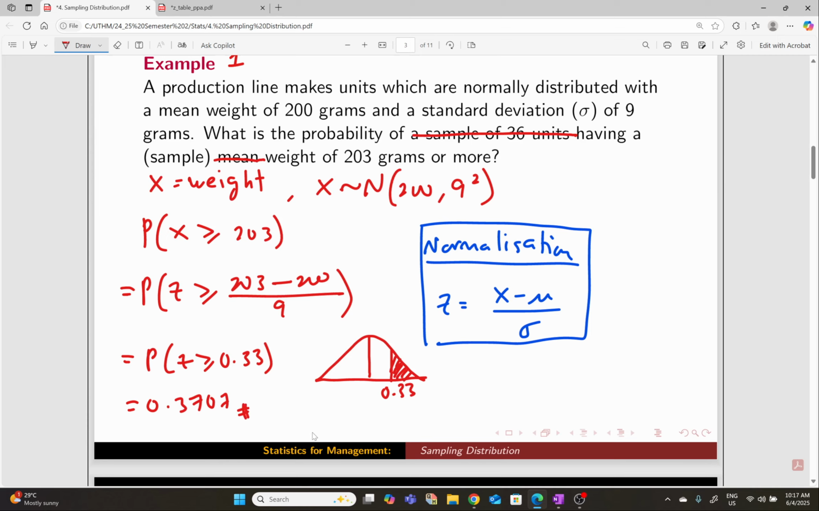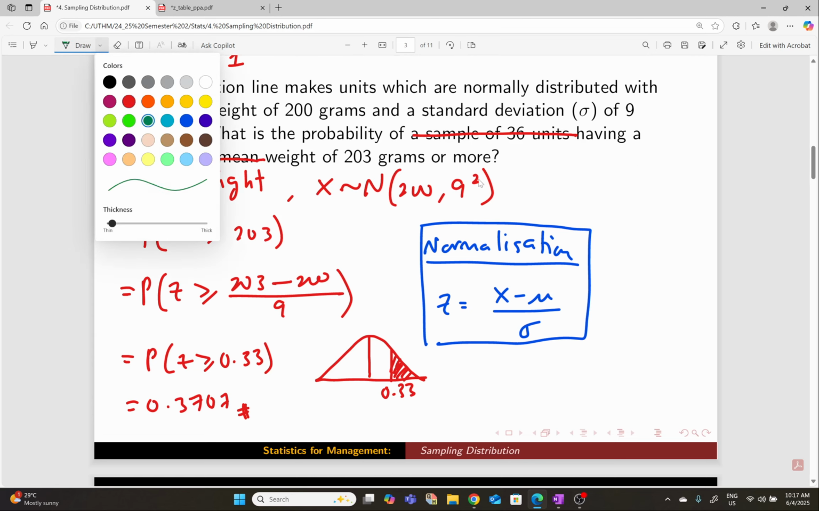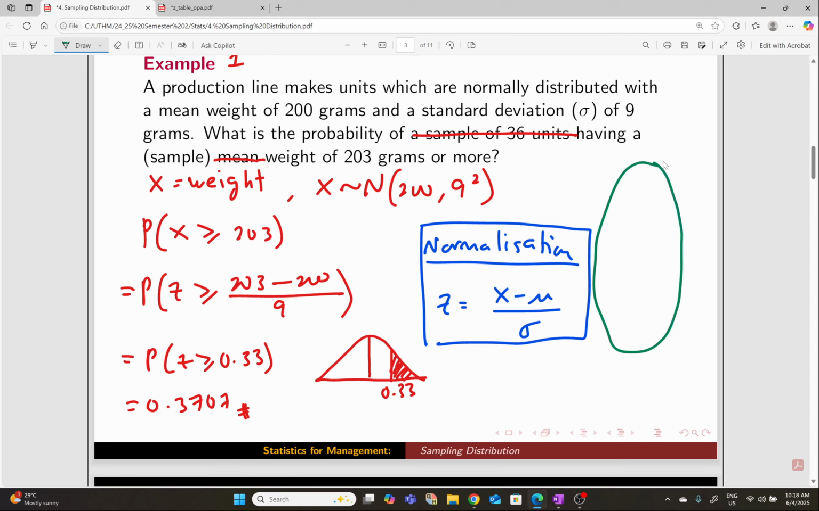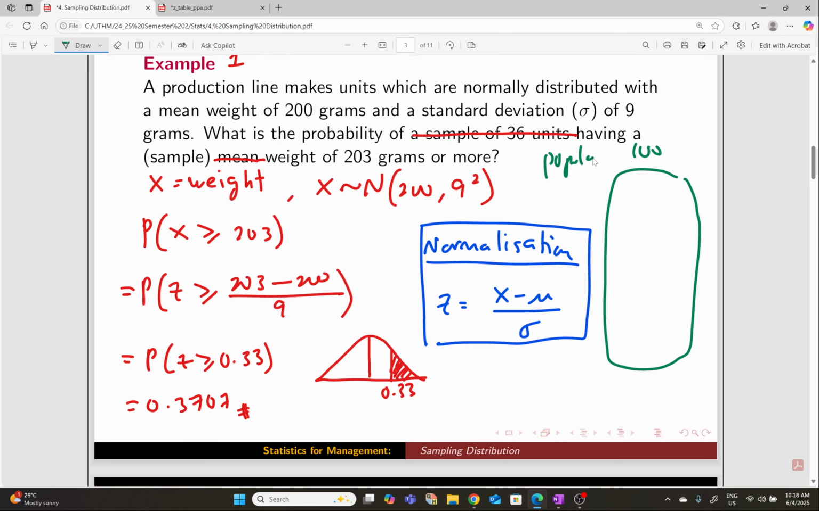So the probability, let's say you have 100 units. A production line makes units, so there are 100 units here. That is the population. This is the population, the whole unit. Let's say 100 units. That is the whole population. Each product, what product is this?